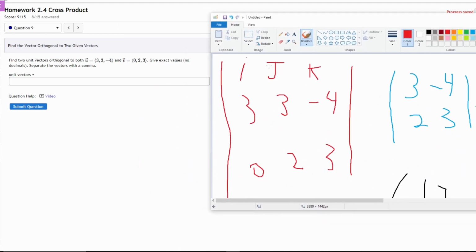Let me show you how this is done. So we have ijk, our three dimensions that we're working with here. We just plug in our corresponding dimensions from each vector. If we look at vector u, 3, 3, -4, ijk, because they're corresponding. And the same for vector v, 0, 2, 3. 0 in the i, 2 in the j, 3 in the k.